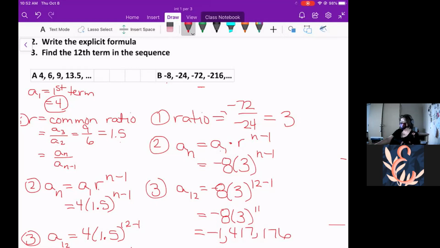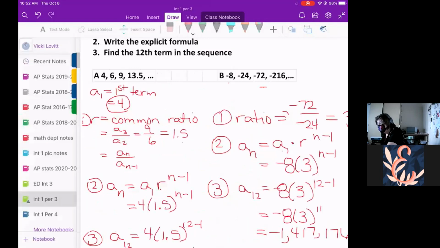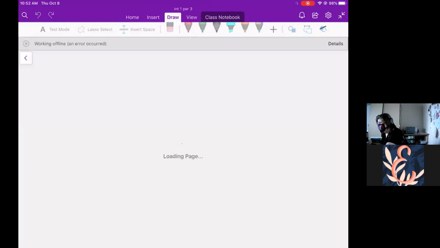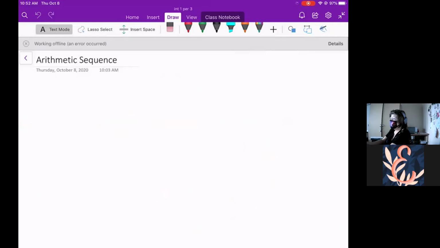All right, so let's talk about our other type of sequence. Geometric is multiplying. Arithmetic is adding. Okay, it's still a sequence, but this time instead of multiplying by the same number, we're going to add the same number.